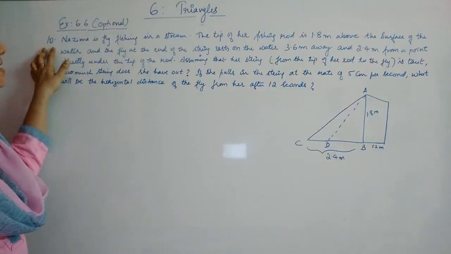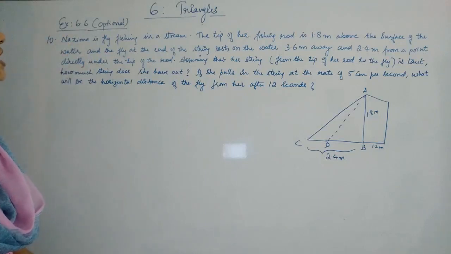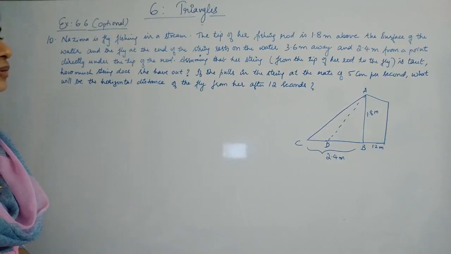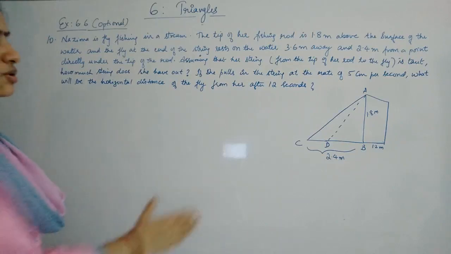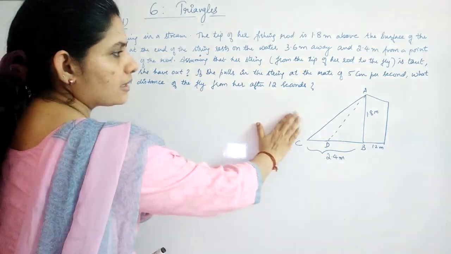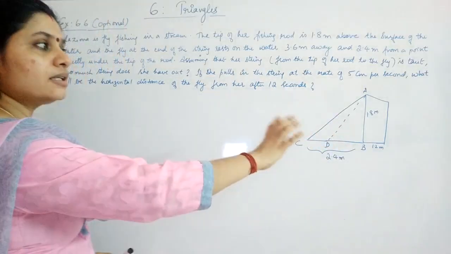Question number 10 is, Nazima is fly fishing in a stream. The tip of her fishing rod is 1.8 meter above the surface of the water, and the fly at the end of the string rests on the water 3.6 meter away and 2.4 meter from a point directly under the tip of the rod. So we have drawn a rough figure. The figure is given in the textbook.